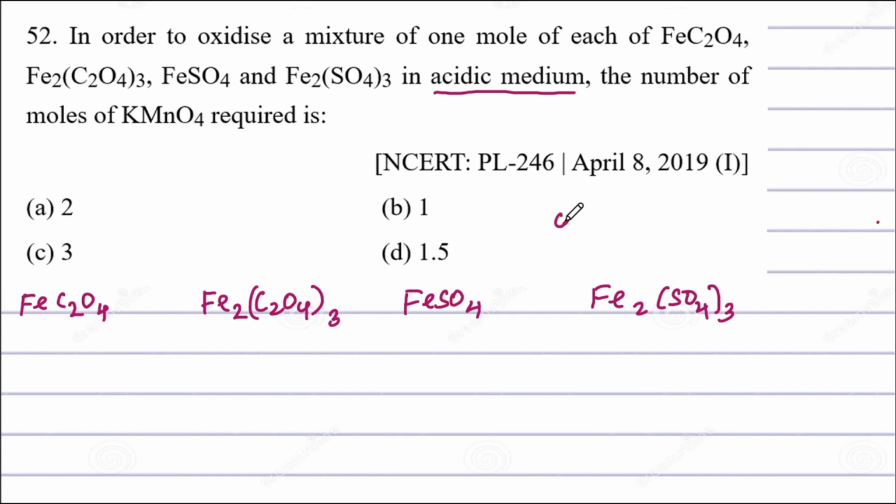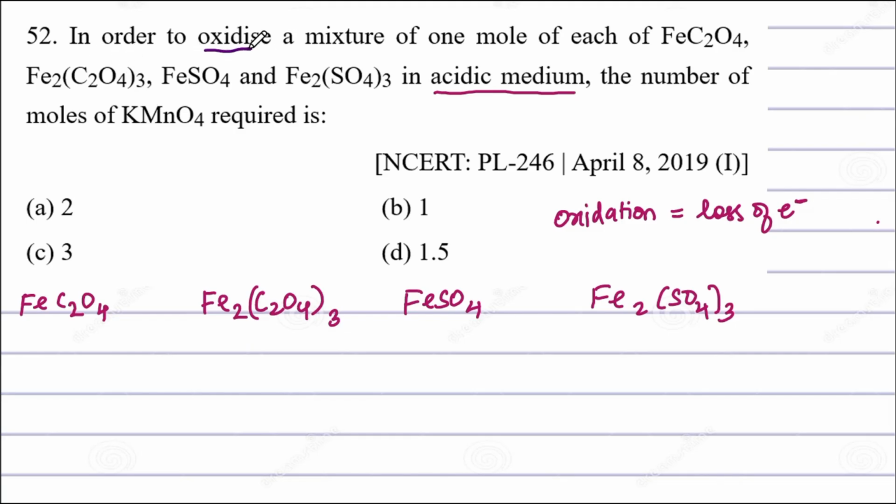So first, what is oxidation? Oxidation is loss of electrons. So you have to calculate in total how many electrons are lost by all the 4 compounds. So you have to add that, and we know that the number of electrons lost should be equal to the number of electrons gained. So we can equate with that. So let us find the loss of electrons of the 4 compounds. So again I will explain the question.